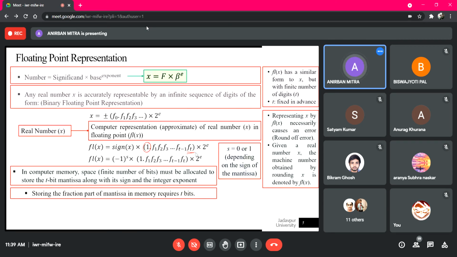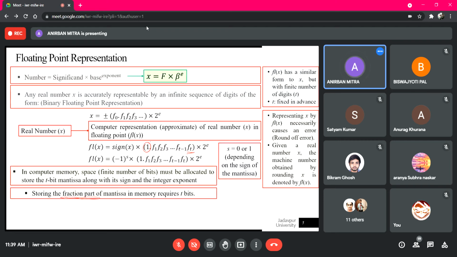So first of all, storing the fraction part of the mantissa in memory requires t bits. Starts with 1, ends with t. Here, notice that I have mentioned storing the fraction part only. Why the fraction part?